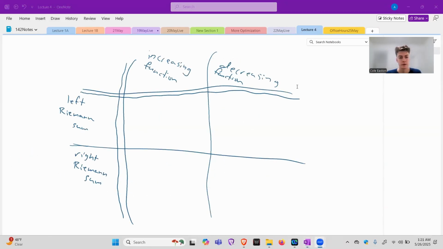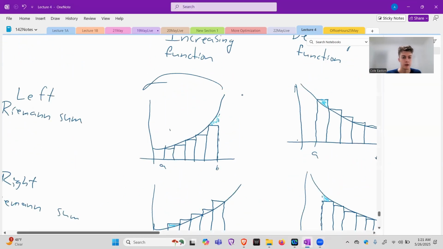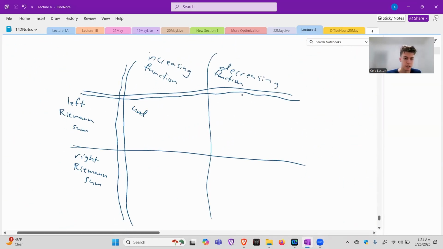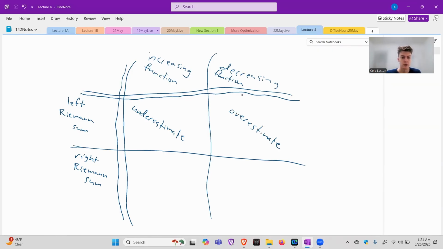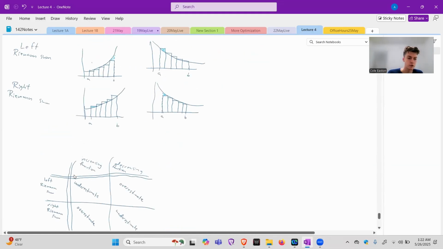So we have this chart here, and we're going to say that a left Riemann sum on an increasing function, just like we saw up here, is an underestimate, right? That's this graph right here. So we're going to write underestimate. But for a decreasing function, we saw that that was an overestimate. And the reverse was true for right Riemann sums. So we saw that we had an overestimate on an increasing function and an underestimate on a decreasing function. Right, and we can verify really quick that this chart corresponds correctly to these pictures that we drew above.